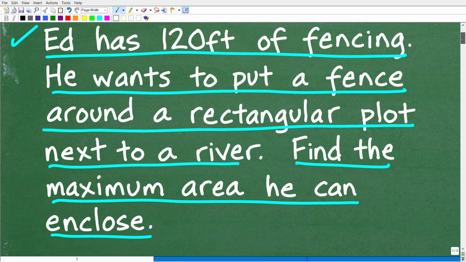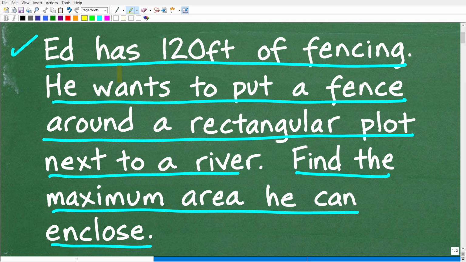All right, let's take one more look at the question before we show you the answer. So Ed has 120 feet of fencing. Now we're talking about obviously some sort of fence, like a chain link fence probably is the most likely scenario. And he wants to put a fence around a rectangular plot of land next to a river.